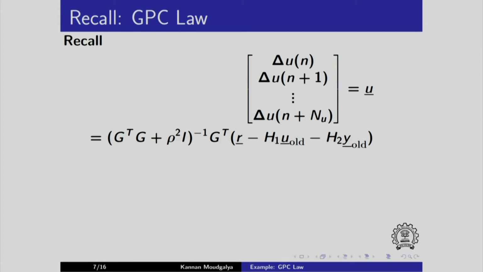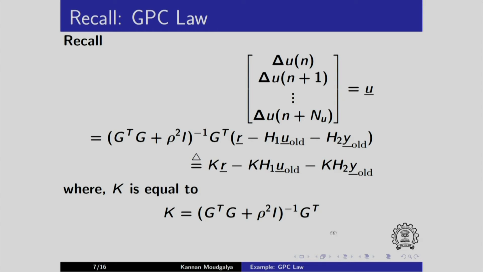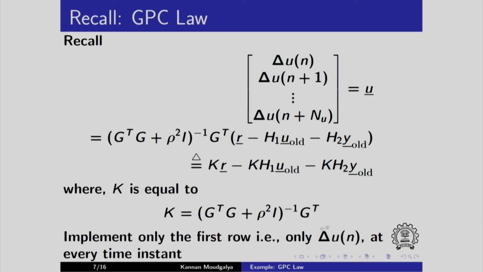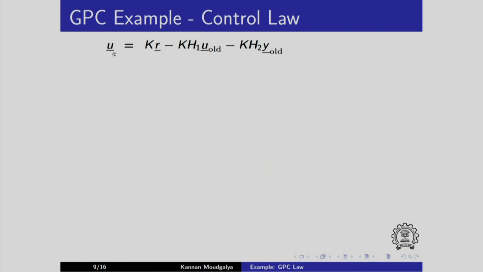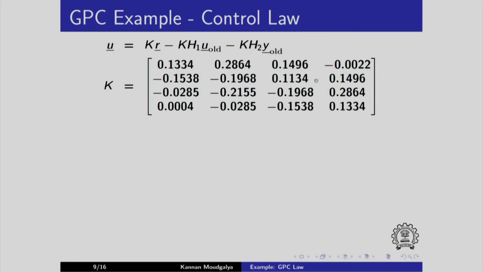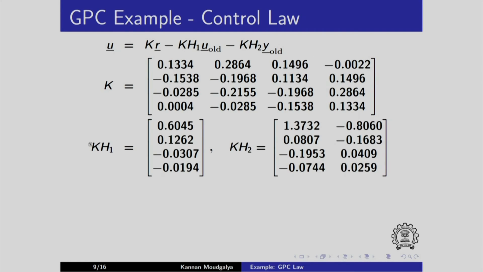This is the GPC law we arrived at in the previous video, and we used this variable called K, and we want to implement only the first row, that is only the delta U n term. Okay, let's display the calculations once again, and this is the control law U underscore in terms of K. I have multiplied out, I have got this expression, and I got KH1 and KH2. The control law is given by the first line. So let's do that, that is delta U n term.